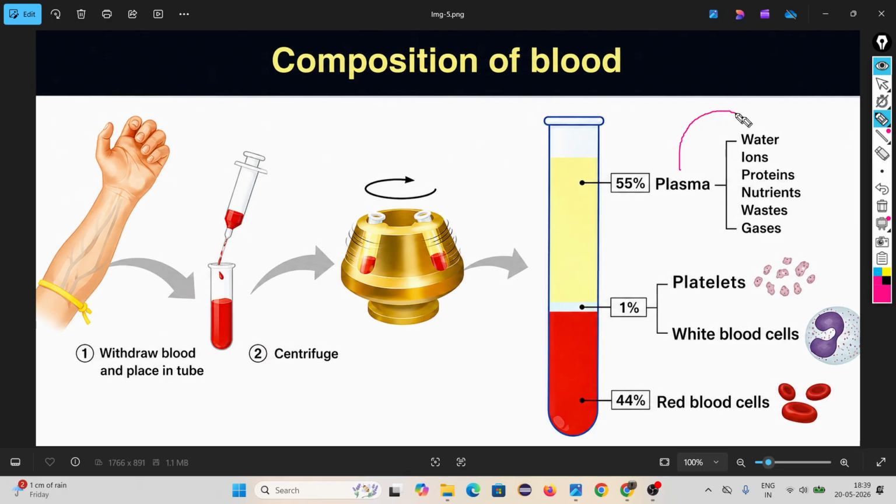Inside plasma, different substances are found, like 95% water. Plasma means, suppose you have one bottle of water. The water is nothing but plasma. Inside that water, if you put some small balls, the balls are nothing but platelets, white blood cells, and red blood cells. Inside plasma, different things are also found, like water, ions, proteins, nutrients, waste, and gases. The combination of these makes plasma.